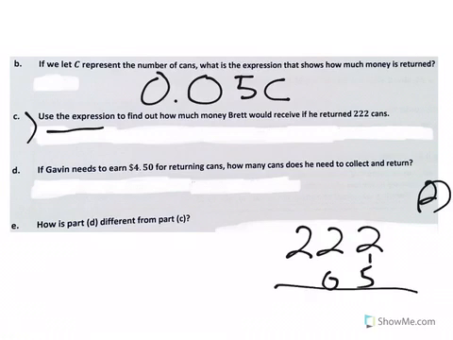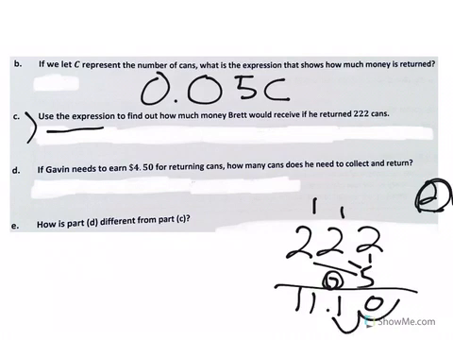5 times 2 is 10, carry the 1. 5 times 2 is 10, plus 1 is 11, drop the 1, carry the 1. 5 times 2 is 10, plus 1. There we go. I know I don't need to do the next line because it's all zeros. So 2 decimal moves, I've got to go back in: 11.10, or $11.10. So he'd receive $11.10.